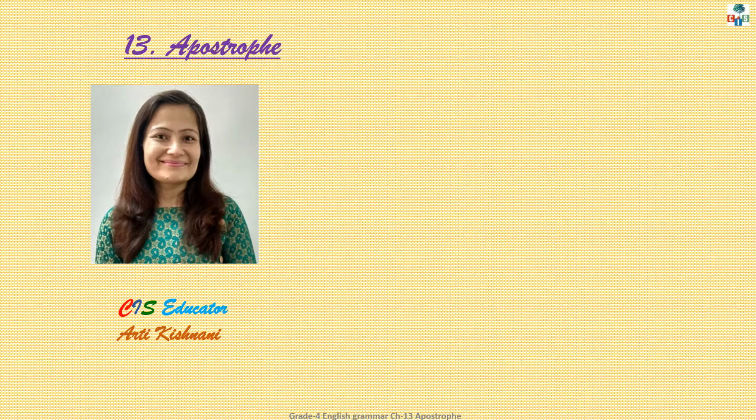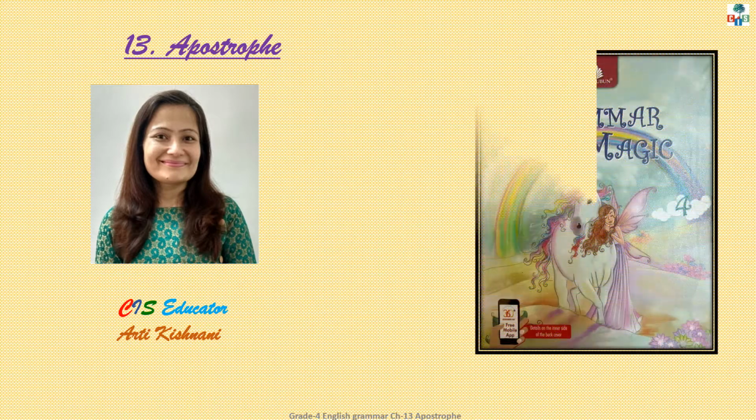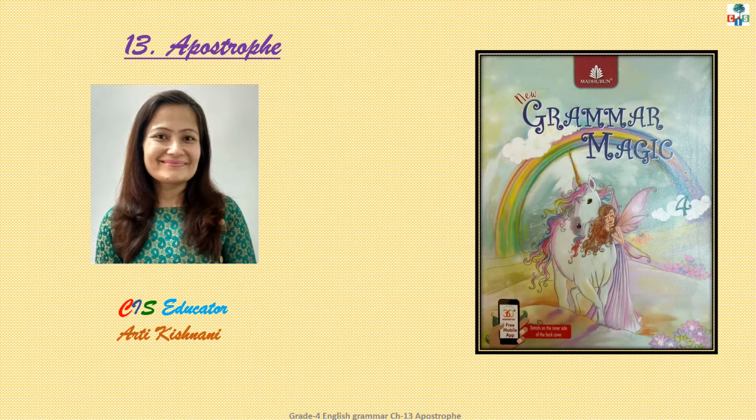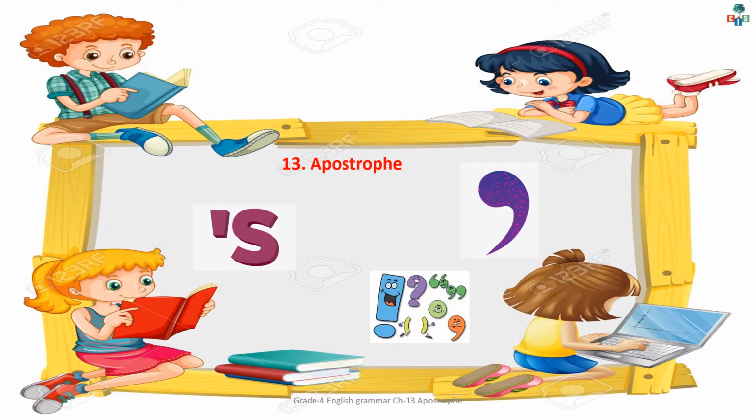Children, today we are going to do a new chapter from our English grammar book. Let's start. Children, see page number 37, chapter number 13, apostrophe. Let's see what an apostrophe is.